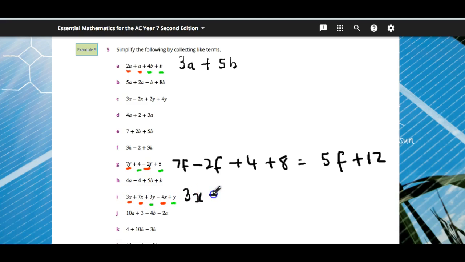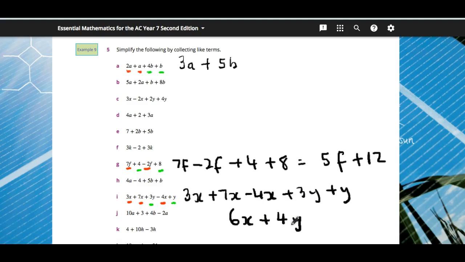So 3X plus 7X minus 4X, and then I'll do the greens, 3y plus y. So you'll notice that I brought that negative over with the 4 here, the negative 4x. All right, so let's add our x's together. 3x plus 7x gives you 10x, minus 4x is 6x, and then we've got 3y plus y gives you 4y.